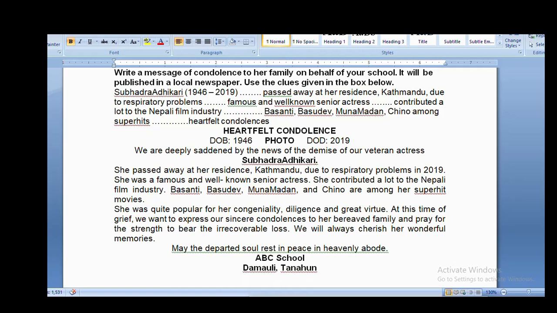May the departed soul rest in peace in heavenly abode. So you should write your school name and address at last.